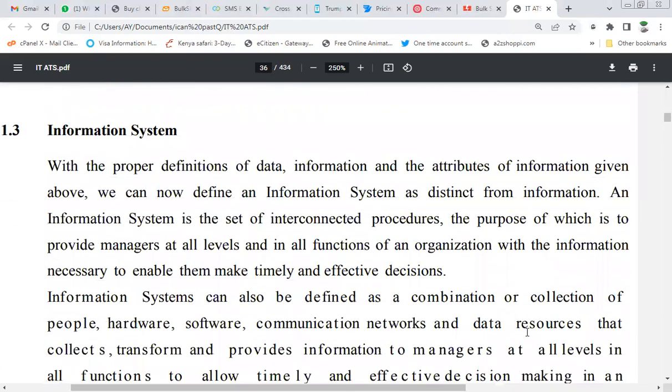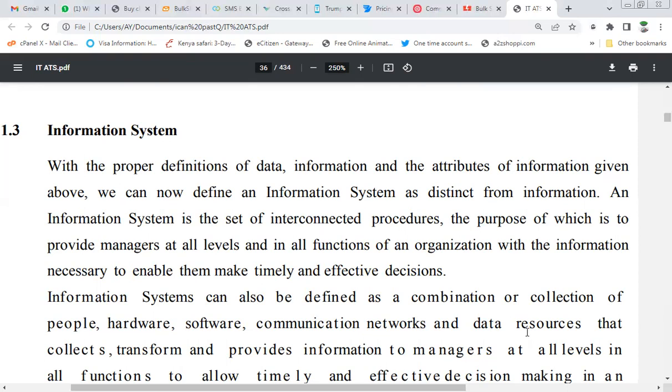Information system. Let's talk about information system. So we know what information is. It's the product of processed data, and a system is the different elements that come together to perform a function. So obviously, information system has to do with processed data that is outputted, but the system of outputting processed data as information to the general public for their understandability. That's my own definition. Let's read what the ICAN definition is.